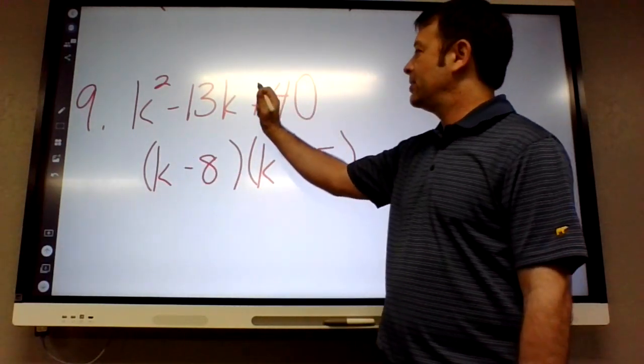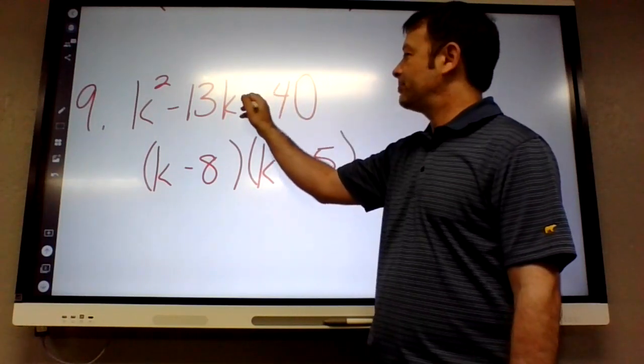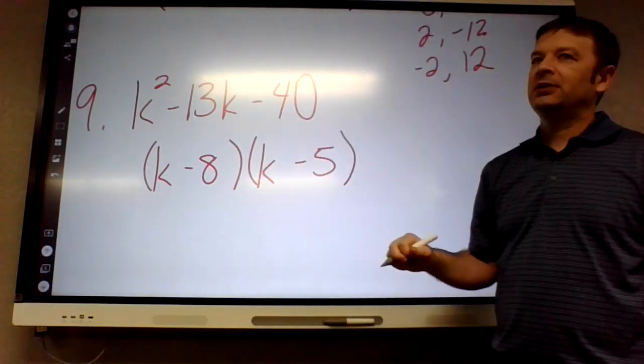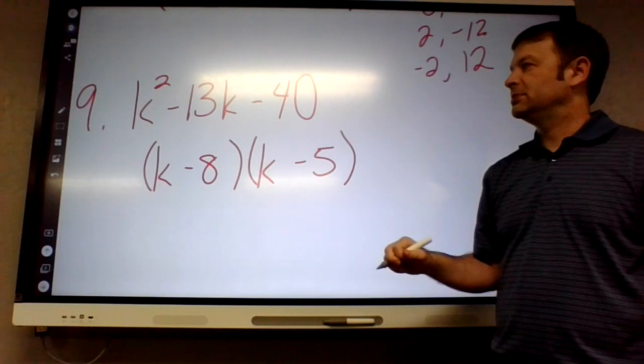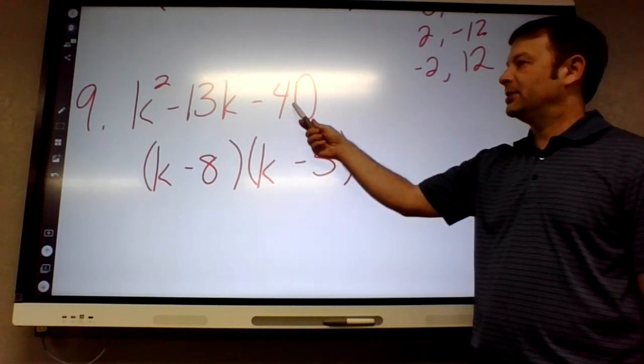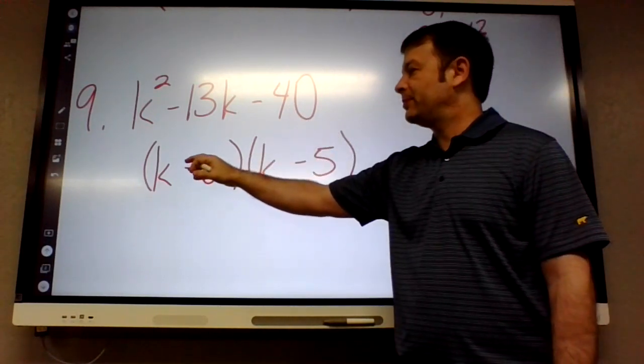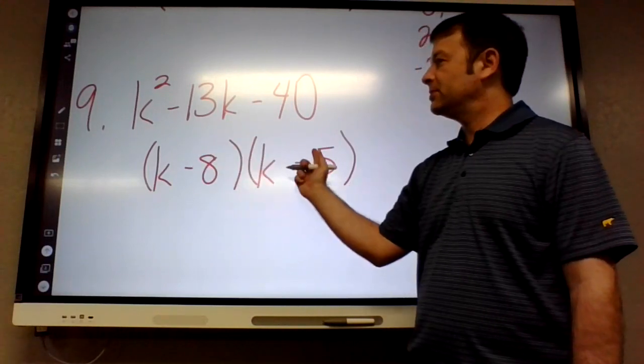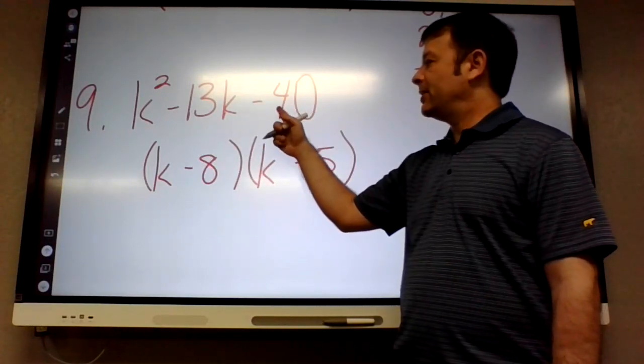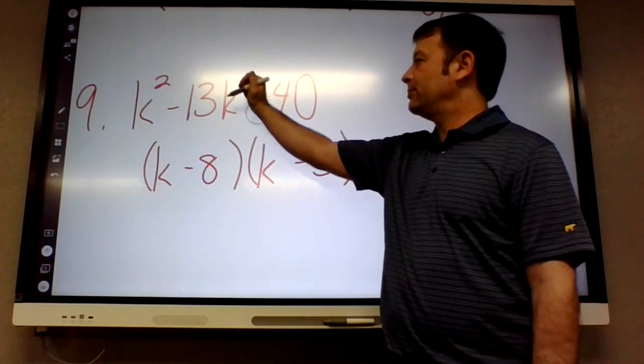By the way, if I was to make that a negative 40, that would not be factorable. Do you guys know why? Because to multiply to a negative, one of these would have to be positive and it wouldn't factor anymore.